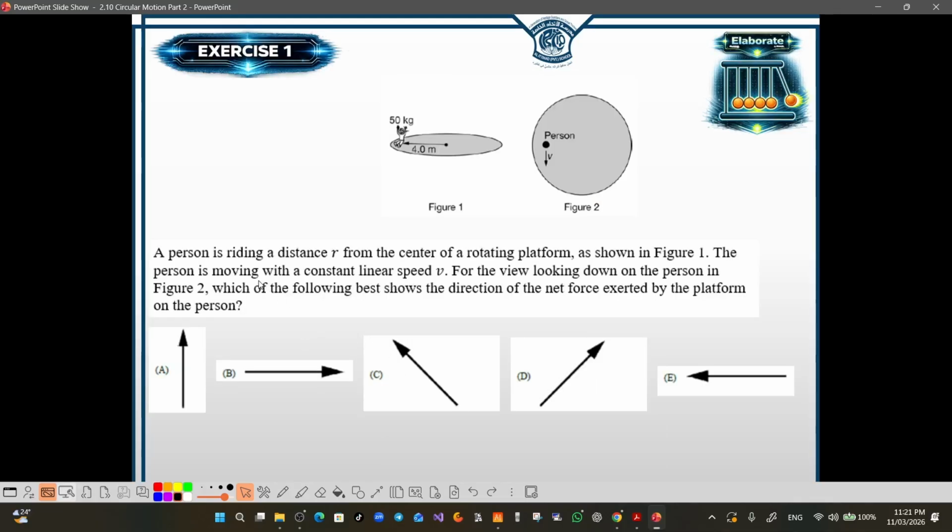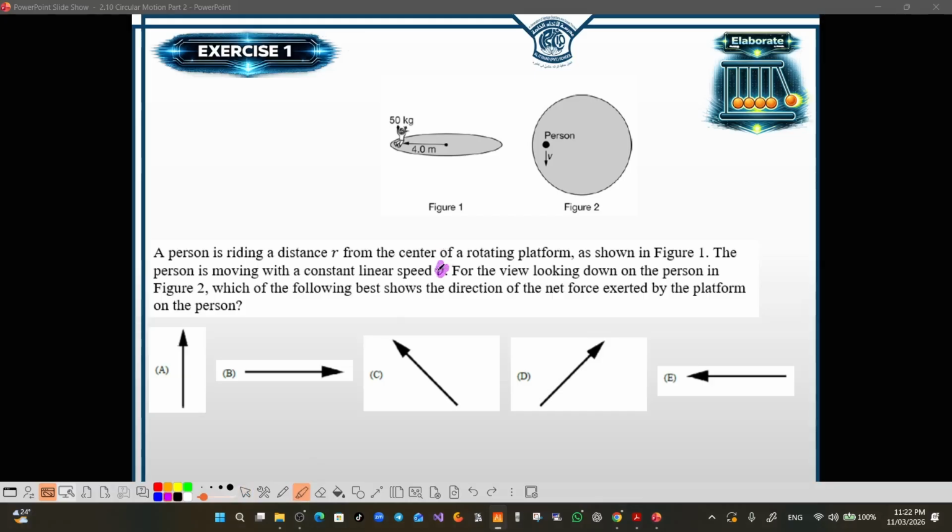Now, question one: a person is riding at a distance r from the center of a rotating platform, as shown in figure one. Usually we call this figure the side view. The person is moving with constant linear speed. Now, for the view looking down on the person, this is the top view, and we're going to answer the question based on this figure. The same scenario, but from a different perspective.